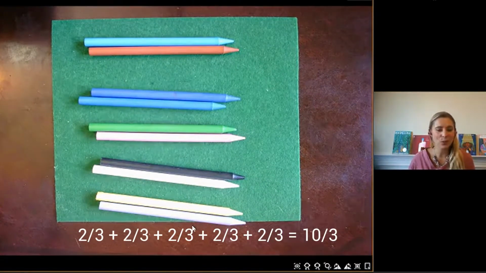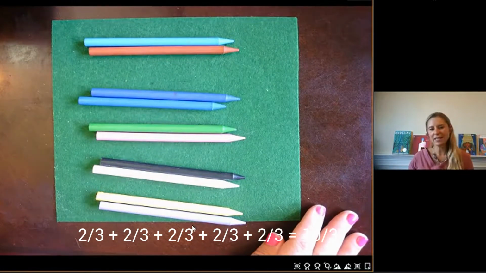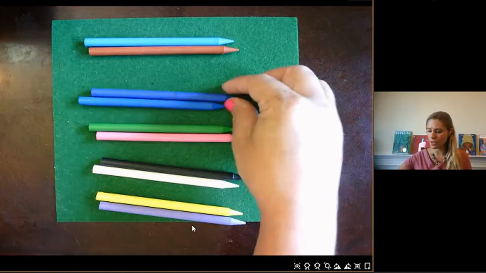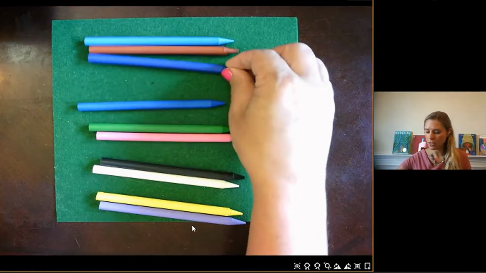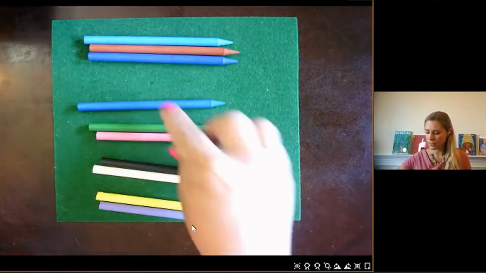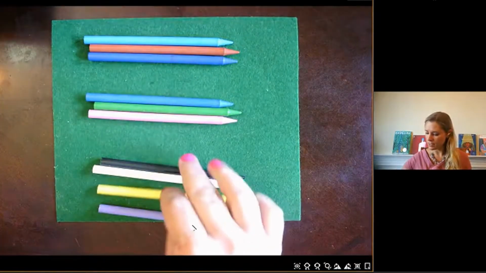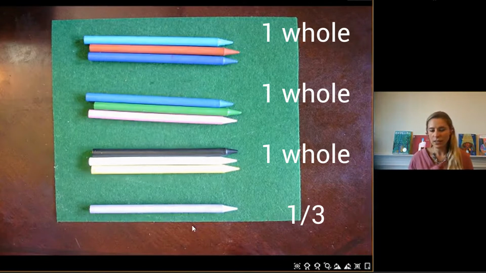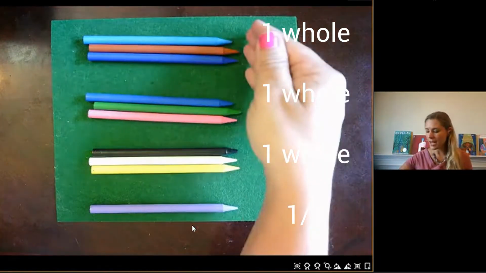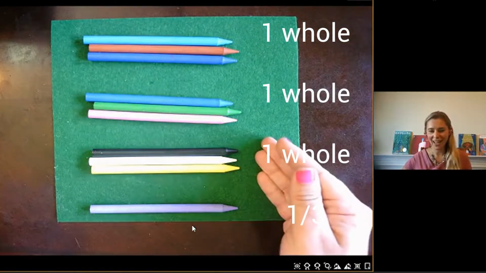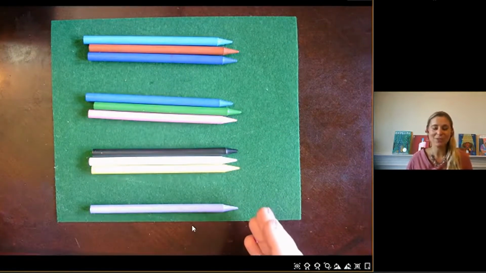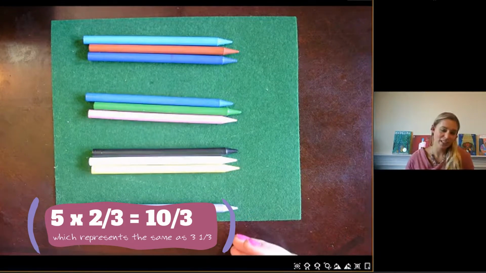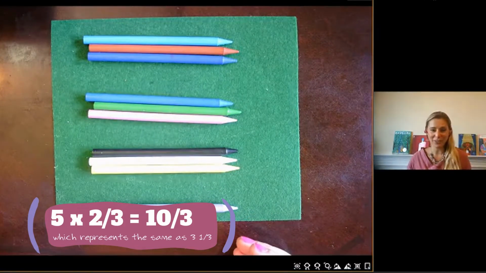Now if I were asked what is it in its simplest form, I'm going to see if I can make any whole sets. Well, I know that there's 3 in a set, so I can just do some maneuvering here. I just created a set. There's 3 in a set, and there's 3 in a set. Remember, I didn't add anything or take anything away. So I had 10 thirds. Now I have 3 whole sets and 1/3. So 5 times 2/3 equals 10 thirds, which is equivalent to 3 and 1/3.